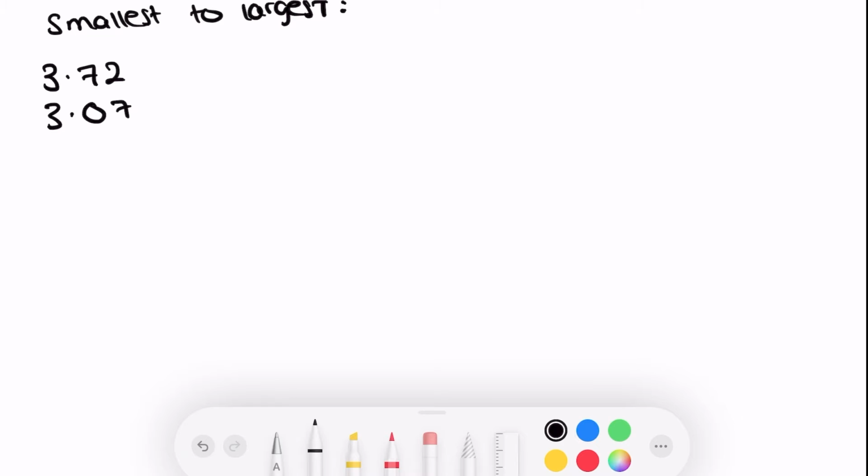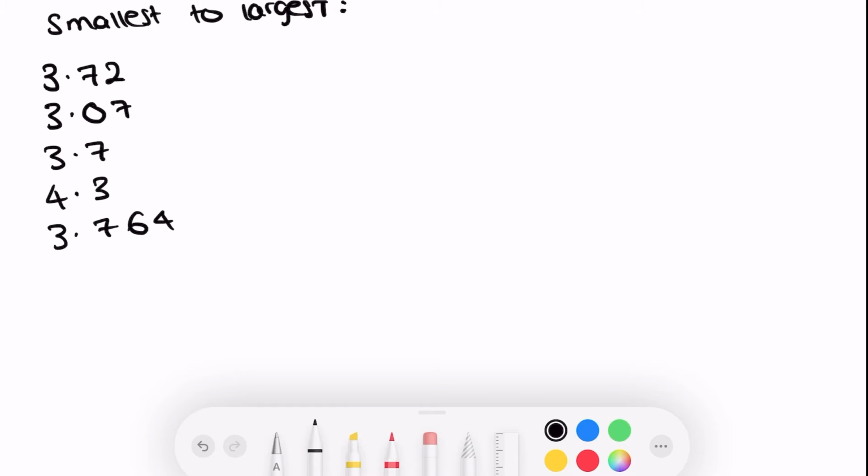So let's look at an example together. If we have this list of decimals, we want to order them from the smallest to the largest. So we have 3.72, 3.07, 3.7, 4.3, and 3.764.